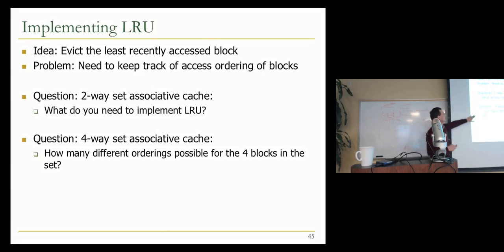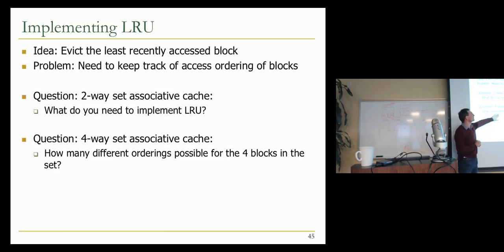What about the four-way associative cache? In this case, only two different orderings are possible with a bit. That's why you need a bit. In this case, two bits. Two bits per cache block, right? Two bits per way, if you will. Basically, 8 bits total. That's not the optimal, though. That's not the best you can do. That may be the simplest you can do, I agree.